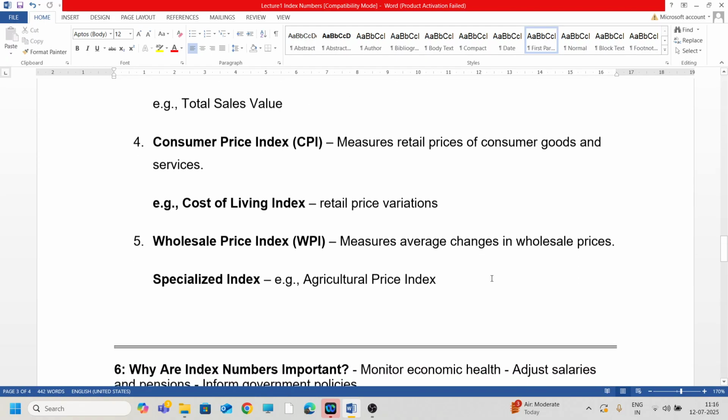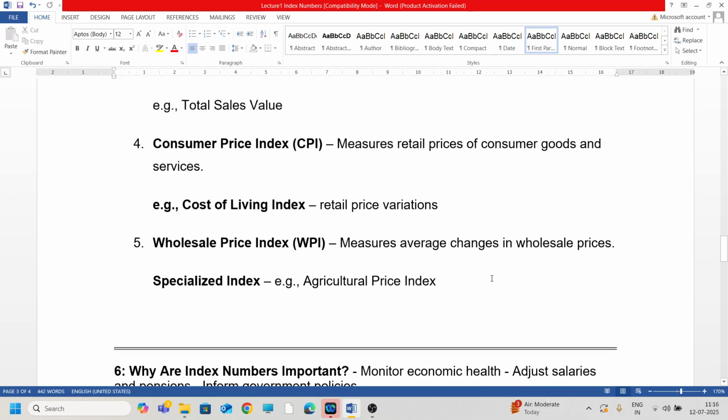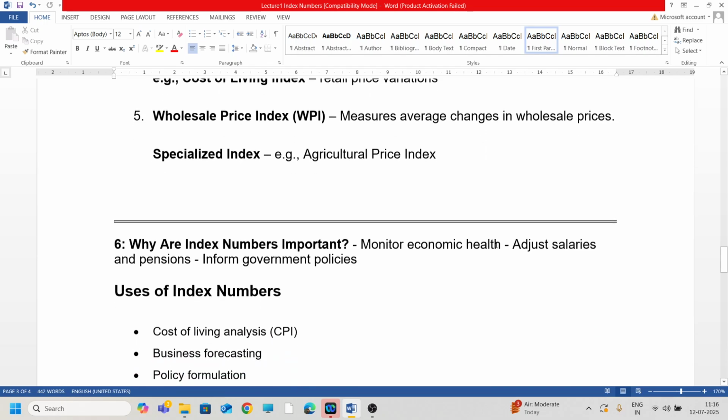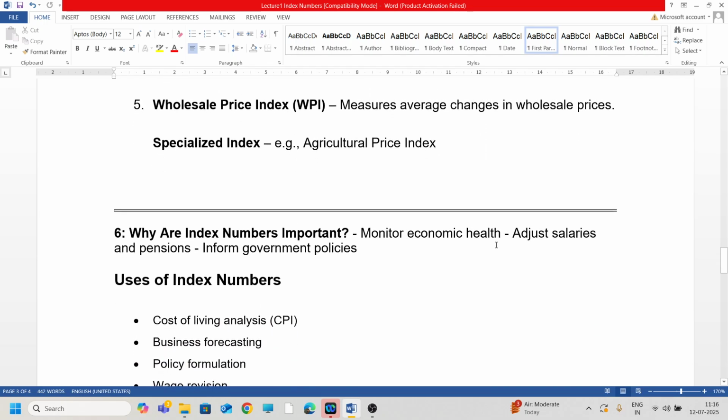Consumer price index number. The example is cost of living index. The retail price variations, what people purchased. Okay. It measures the retail prices of consumer goods and services. The fifth one, wholesale price index, measures average changes in wholesale prices. Specialized index, example agricultural price index. Okay. So next, these are the real life examples.